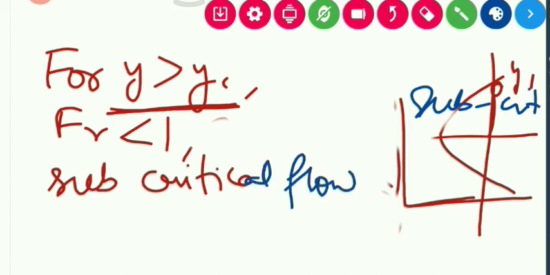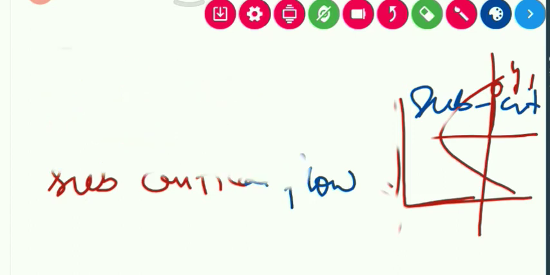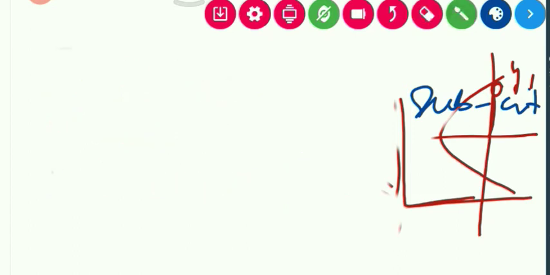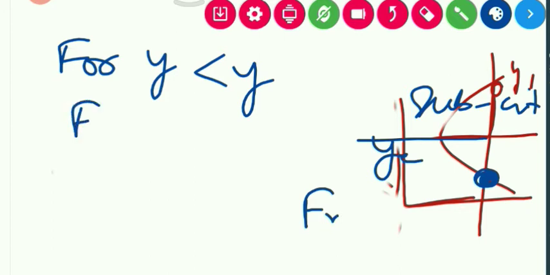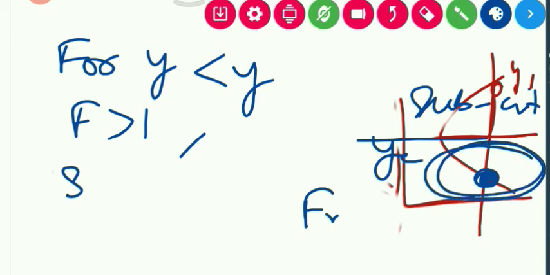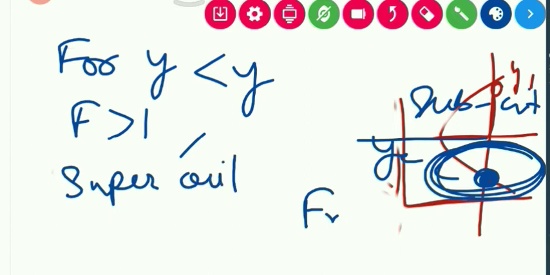And for y smaller than yc, meaning we are talking about this y which is smaller than yc, the Froude number will be greater than 1. What is the flow in this region? This is supercritical flow. I hope these things are clear.